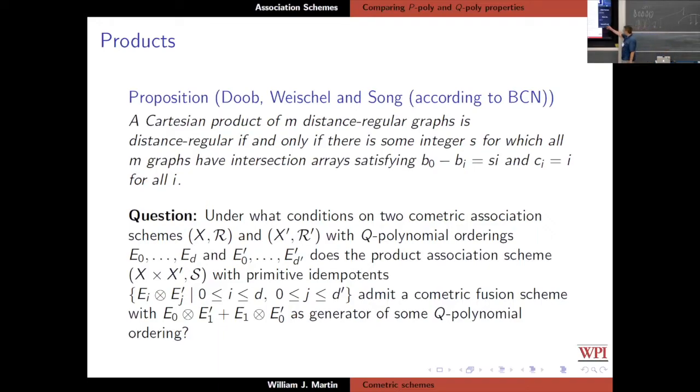Under what conditions can I take two cometric association schemes, take the product association scheme, just take all Kronecker products of pairwise idempotents? That always gives you an association scheme, always gives you a Bose-Mesner algebra. Under what conditions is E0 Kronecker E1 prime plus E1 Kronecker E0 prime a generator of a Q polynomial subscheme?